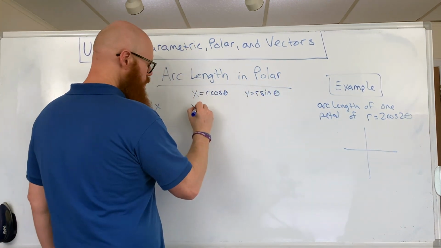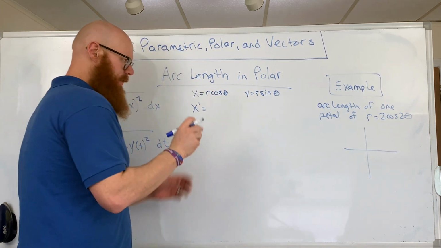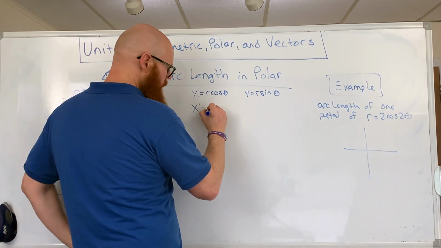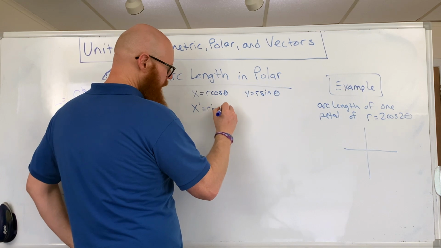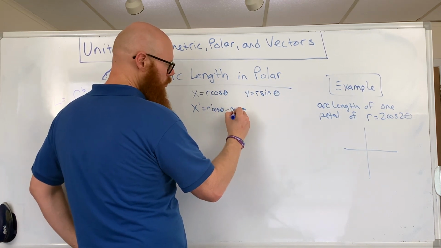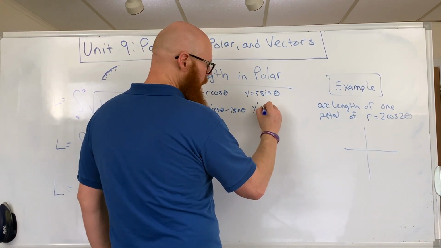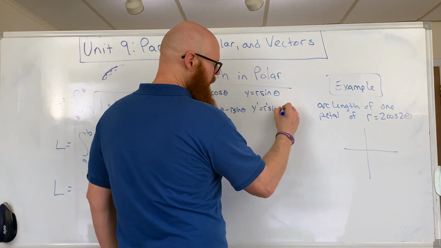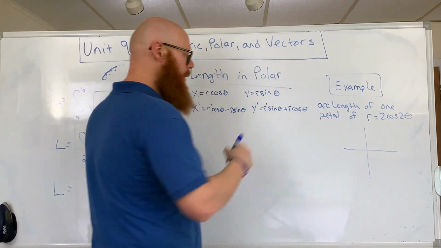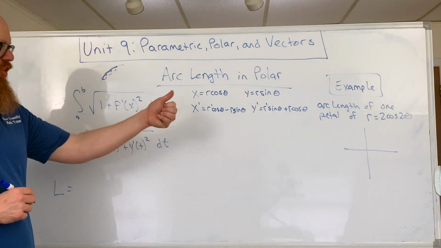And then let's say we do x prime. Well, x prime, if we think of r and cosine theta, they're separate functions. The derivative of r is r prime cosine theta minus r times sine theta. What I did there was the product rule, and the derivative of cosine is negative sine. Likewise, y prime is just r prime sine theta plus r cosine theta. So I'm just doing the product rule there. And then what it wants me to do in this formula is to square both of them.